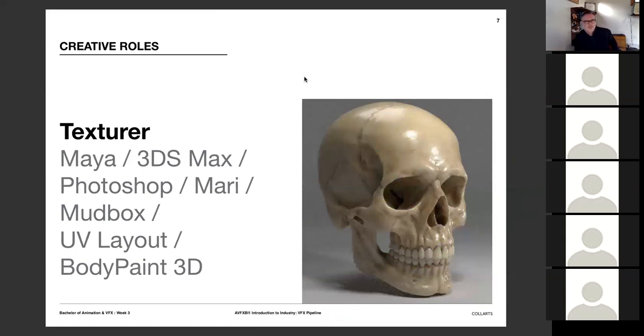Then you might need to create some texture to that. So again, the software involved: Maya, 3ds Max, Photoshop. Good old Photoshop, the old staple. When I was working in games, I did all my texturing in Photoshop. In fact, I spent most of my life in Photoshop during that period. Mari, Mudbox, UV Layout, BodyPaint 3D, and we can talk about the advantages of those, and I'd be interested to know what you guys know about those.